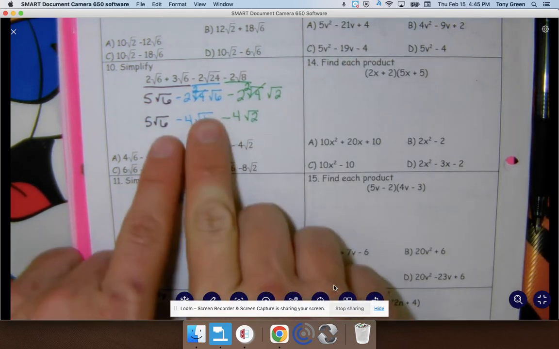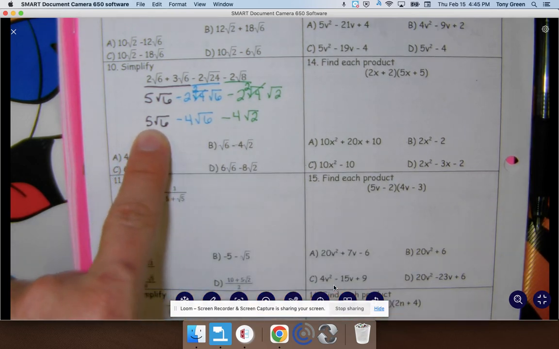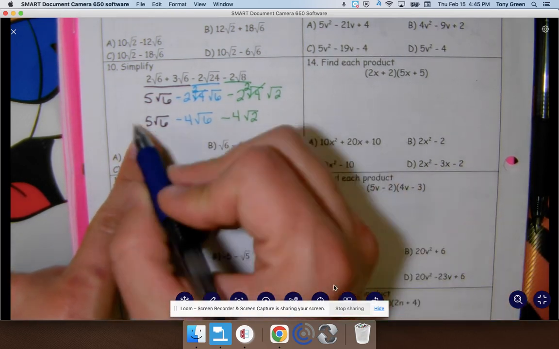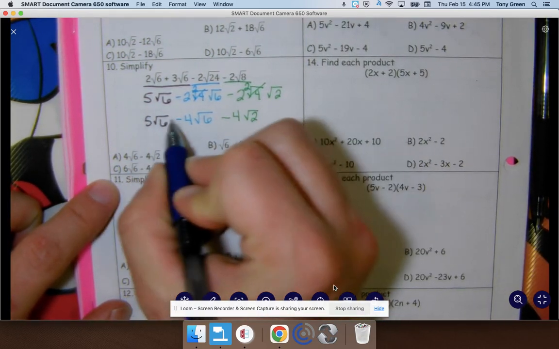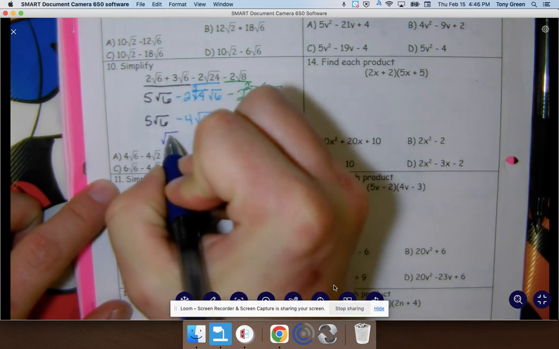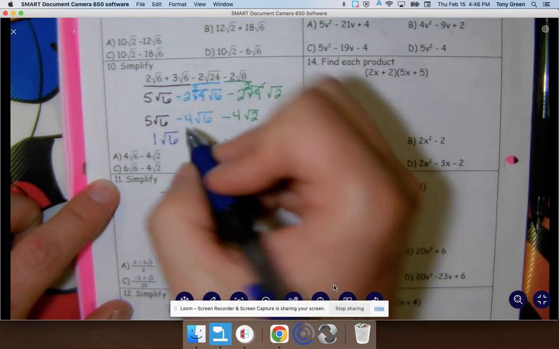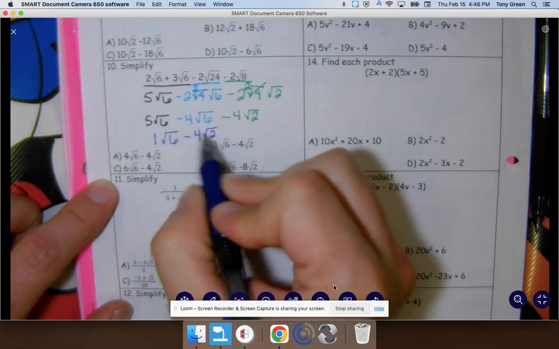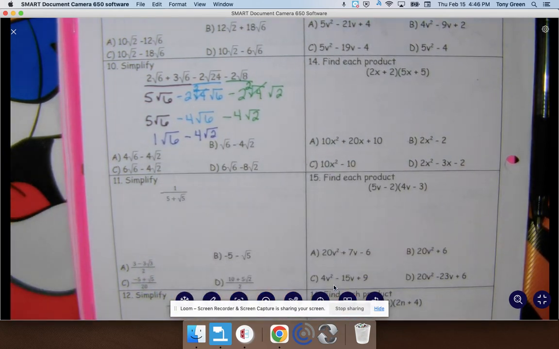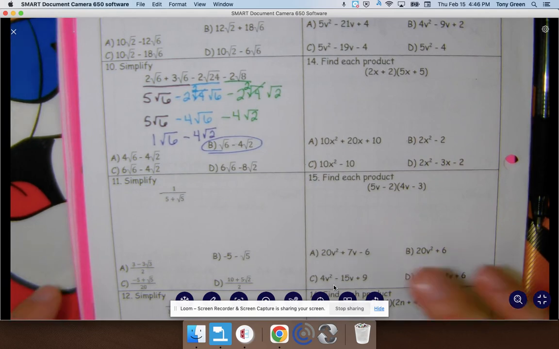So now we have a set of like terms. 5 square roots of 6 minus 4 square roots of 6. So how many square roots of 6 do we have? 5 minus 4 is 1 square root of 6. I can write a 1 or not write the 1 because it's understood either way. And then minus 4 square roots of 2. Now we can't combine these because they're not like terms. So we want 1 square root of 6 minus 4 square roots of 2. 1 square root of 6 minus 4 square roots of 2 is B. Okay, go ahead and do 9.